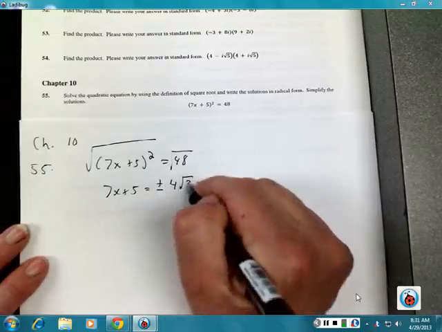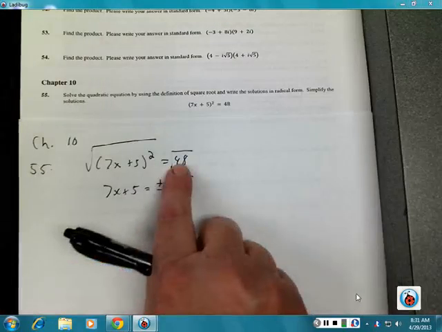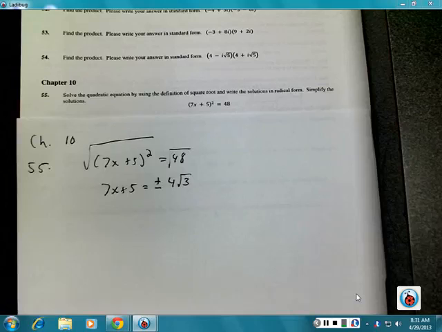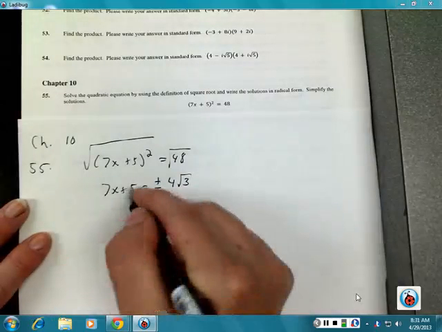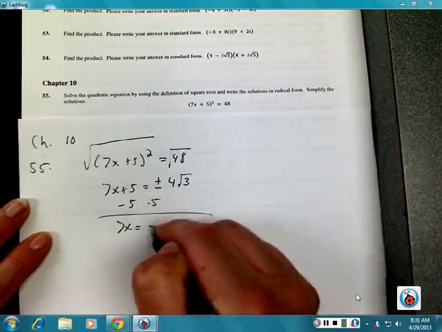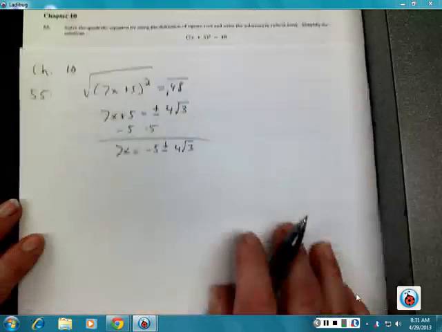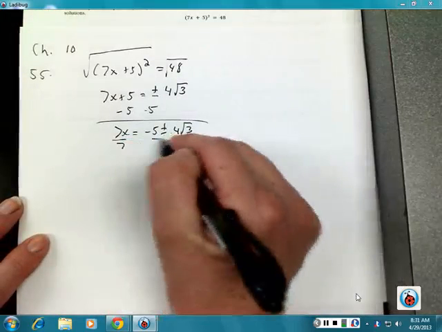4 square root of 3. You all agree? Do I need to break it down for you, or are you all right? You're good? Okay. Because 48 is 16 times 3. 16 is a perfect square, so I pull out 4. Then I need to finish the rest of it, so I'm going to minus 5. So I have 7x is equal to negative 5 plus or minus 4 square root of 3. And last, divide everybody by 7.